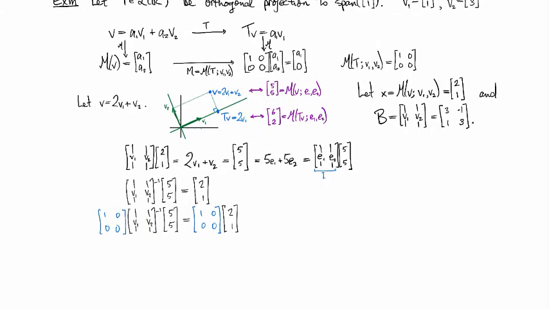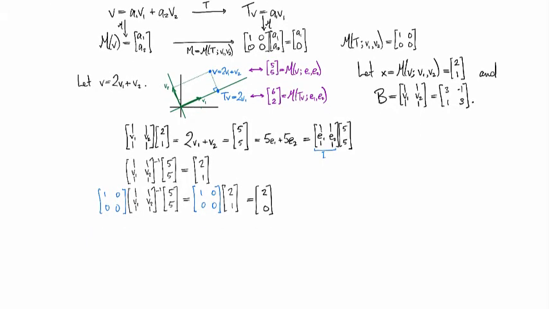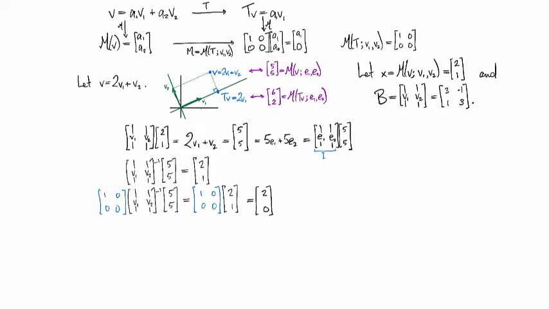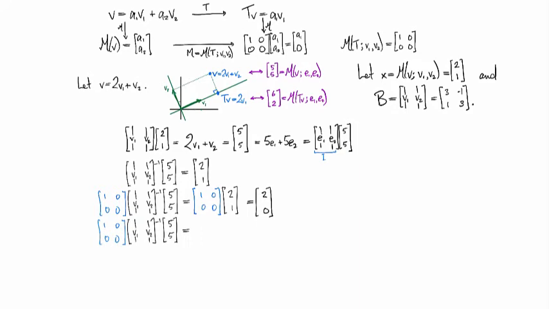Okay, and so that gives us 2, 0. Okay, so that's the coordinates of the projected point in the V1, V2 basis. And so now we'll take the same thing again here.